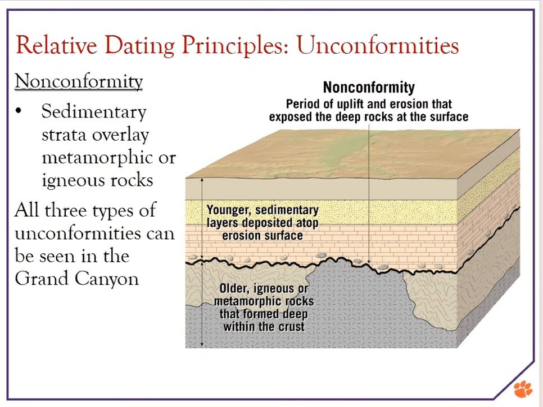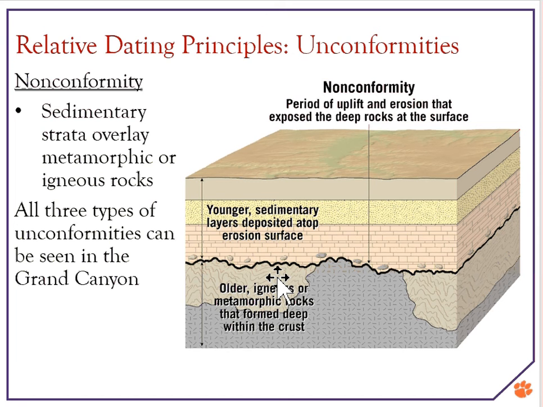And the third and the last type of unconformity is nonconformity. In this case, at the bottom of this unconformity boundary, we have igneous material, not sedimentary materials. And when we have this kind of a boundary between igneous or metamorphic rocks and younger sedimentary layers, we call this boundary a nonconformity boundary.